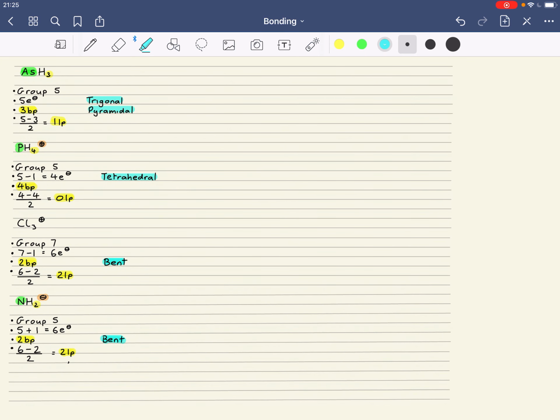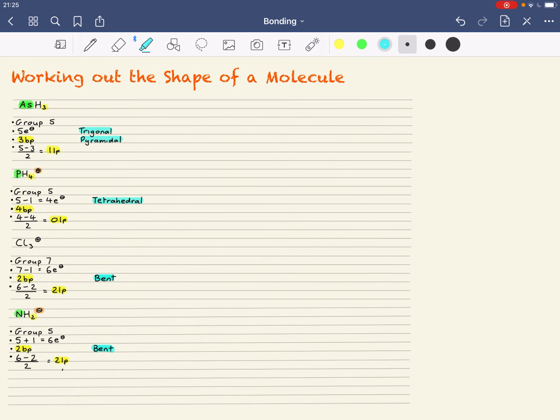So that's a quick look at how we can work out the shape of a molecule given its molecular formula. Remember, if you've got a positive ion, you remove electrons. If you've got, for example, a 2 plus ion, you'd minus 2. If you've got a negative ion, you add electrons. If you've got a 2 minus charge, you'd add 2 electrons, and so on. So that there is how we can work out the shape of a molecule given its molecular formula.